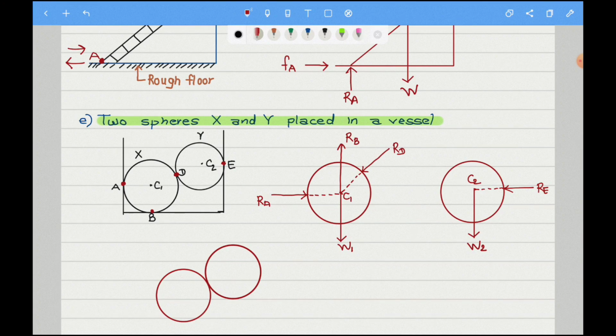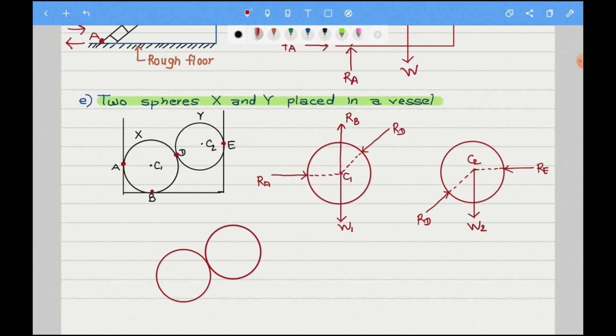Now for the contact point D, the reaction force RD should act normal to the contact point D again, and that should be towards the sphere Y. So let us do that. This is RD, that is acting normal to the contact point D, and this should be towards the sphere Y. But we can observe that RD on both the spheres at contact point D are equal in magnitude, as both the spheres are in equilibrium, but they are opposite in direction and are collinear, so that they do not appear in the free body diagram. So let us draw the resulting free body diagram for this example.